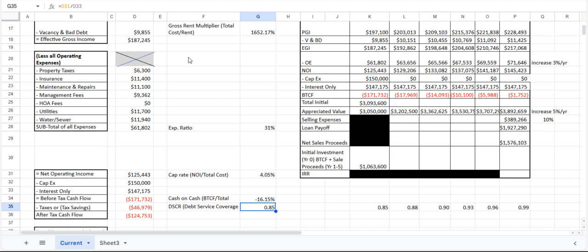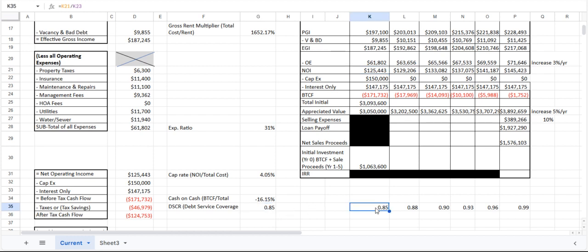This was in Salt Lake City, Utah, and it didn't work. The numbers just didn't work. So I'm just using this again as an example where I took my NOI, which was 125,443, and I divided it. Because this was an interest only loan, we were looking at just taking the interest only for the first couple years and then looking to do a refinance into a new loan. So we took the NOI, we divided it by the interest only, and that got us 0.85.